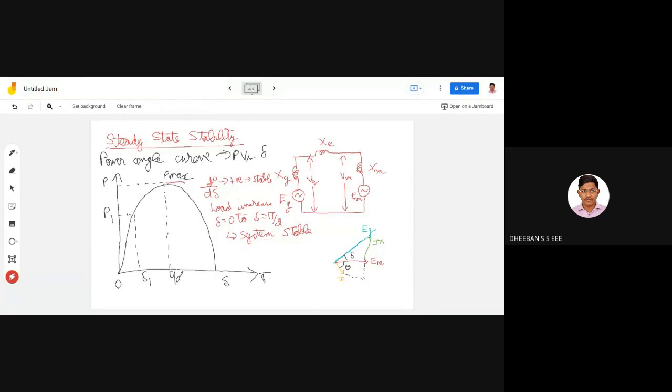After that, if you are reducing the load, this delta value drops down. It is just like an inverted hyperbola. And another particular condition for this is that dP by d delta, which is nothing but the slope of this graph, has to be positive in order to have a stable system. Okay, so it is another condition.